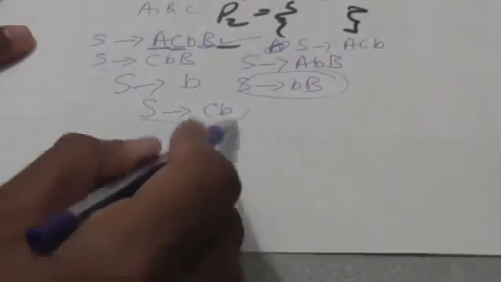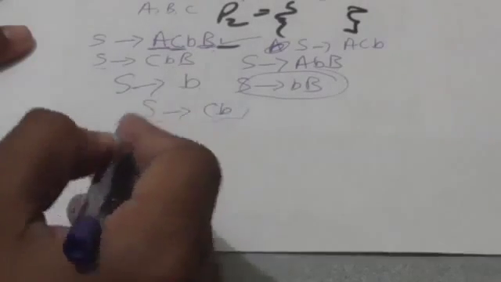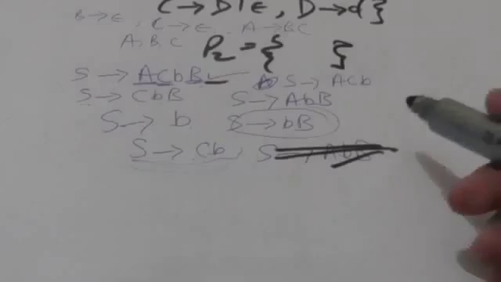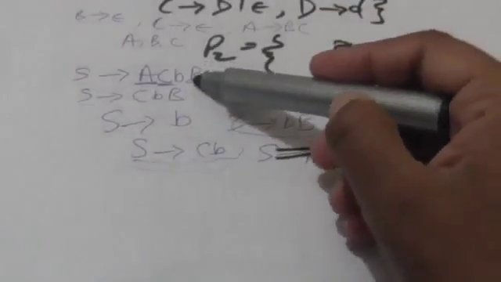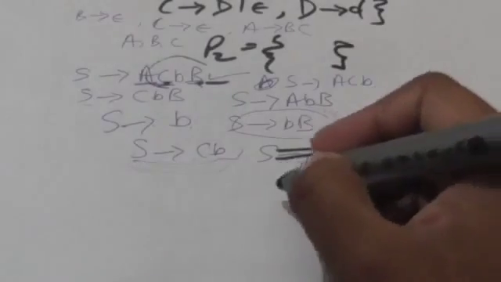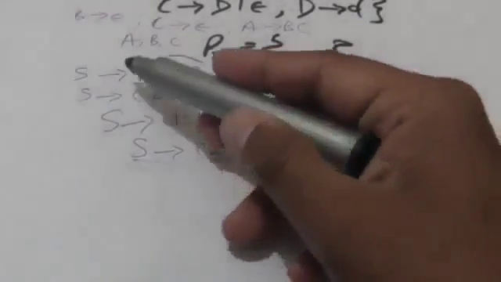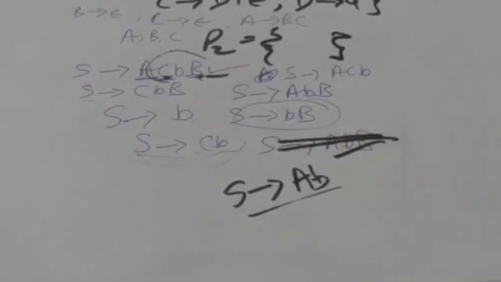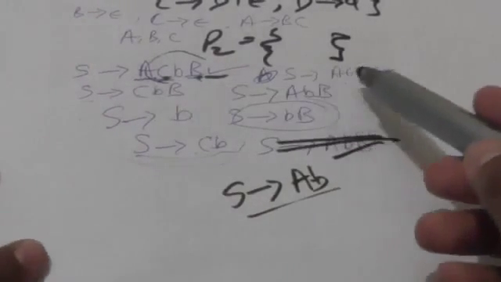Now delete A, B. Then we will get S derives CB. So this production will also be added to set P2, right? Now delete the nullable variables B and C from the right hand side of this production. So when we delete the nullable variables BC from the right hand side of this production, we get the production S derives AB. So add this production to set P2. So what we have to do, we have to add these productions to set P2.